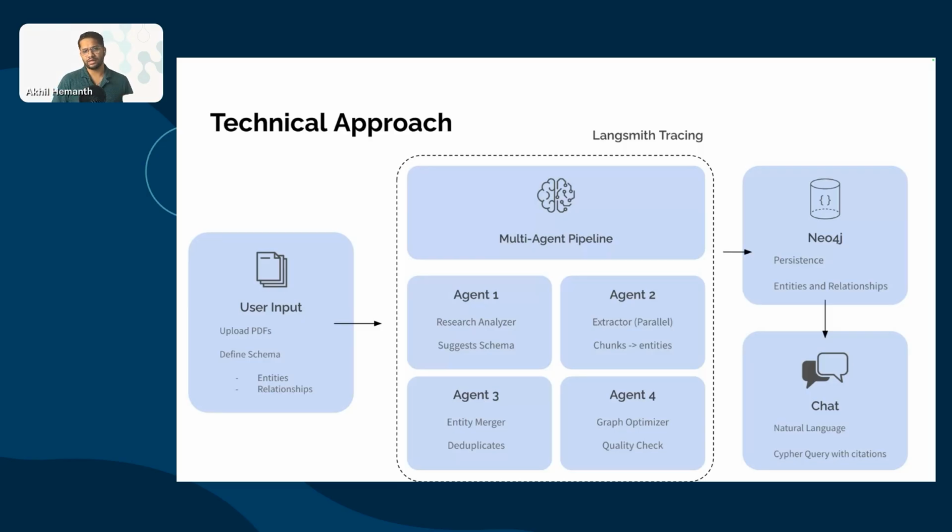And this is the multi-agent pipeline where we have 4 agents. One agent identifies entities and relationships. The second one extracts the entities and relationships from the data. The third one merges them, because sometimes we have duplicates when we are chunking the data across the board. And finally, the fourth one is a QC check, which optimizes the graph before it is pushed to Neo4j for persistence.